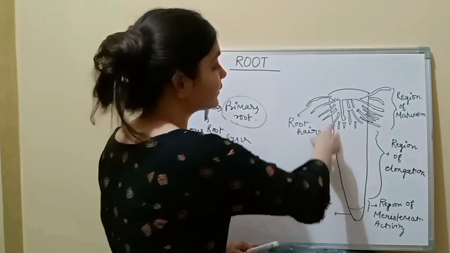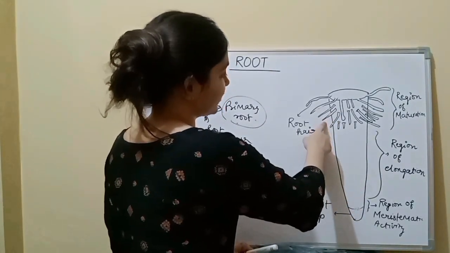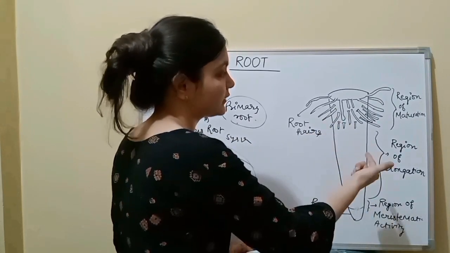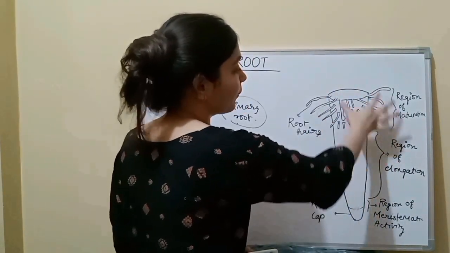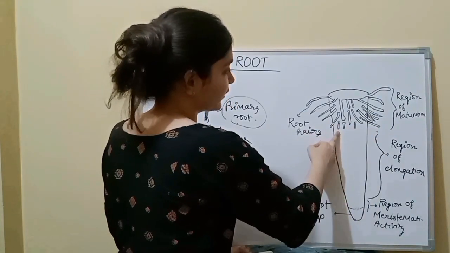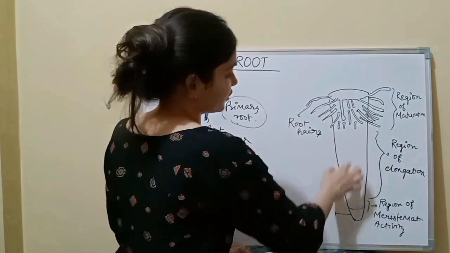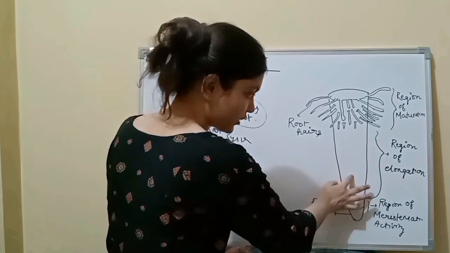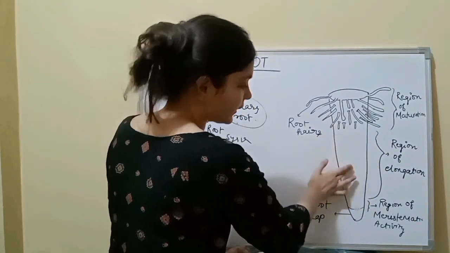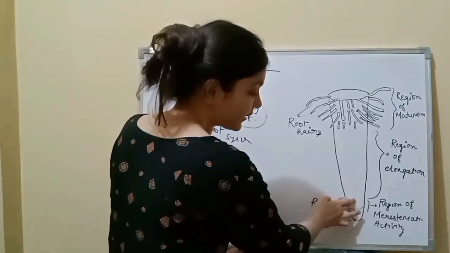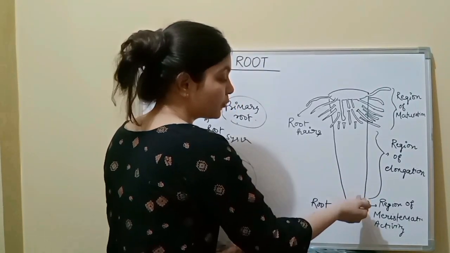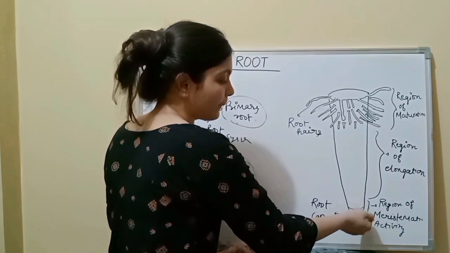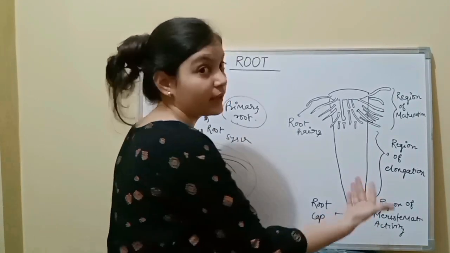So that's why the lateral organs, these root hairs and lateral roots, are forming in this zone. That's why the root hairs are present in the region of maturation, and this is the region of elongation where the cells are elongating, and this is the region of meristematic activity where the cells are dividing. And the role of the root cap is to protect the apical meristem from mechanical injury.